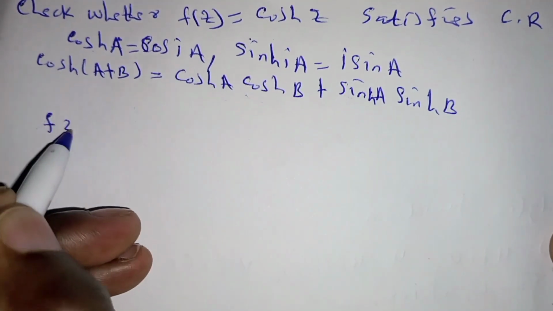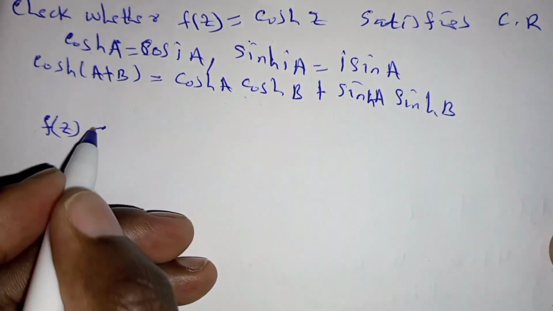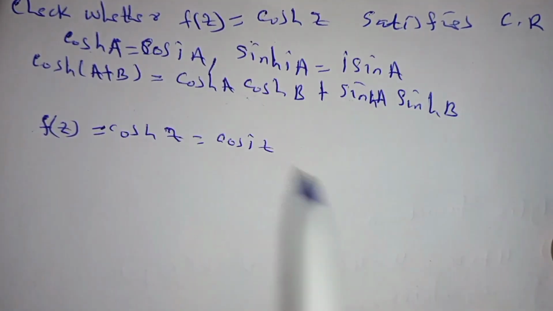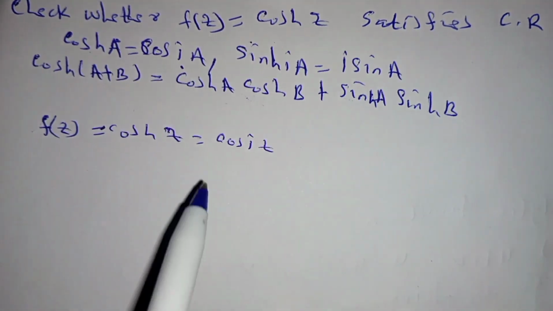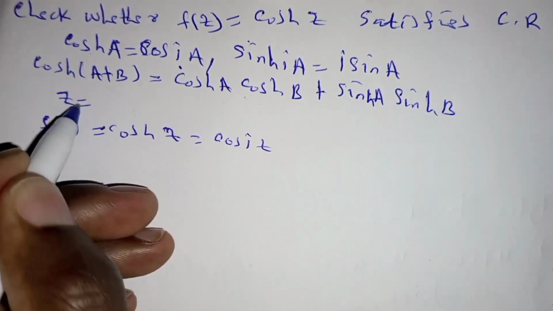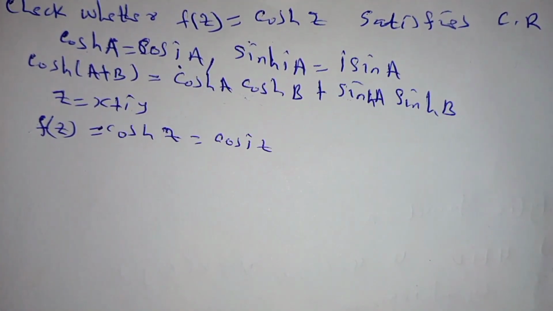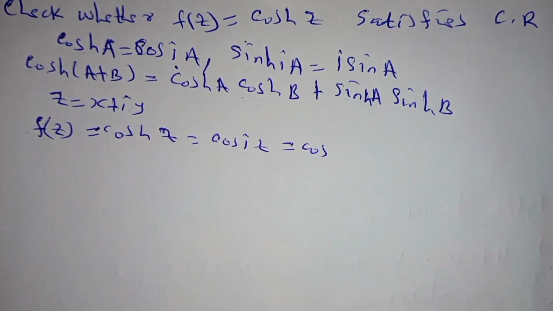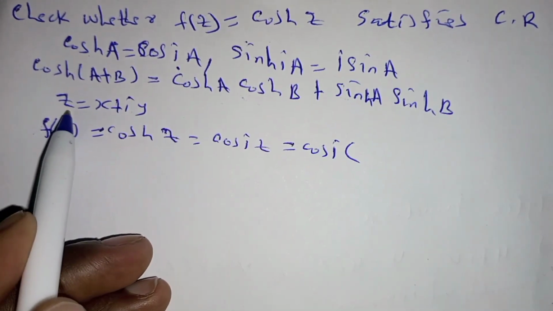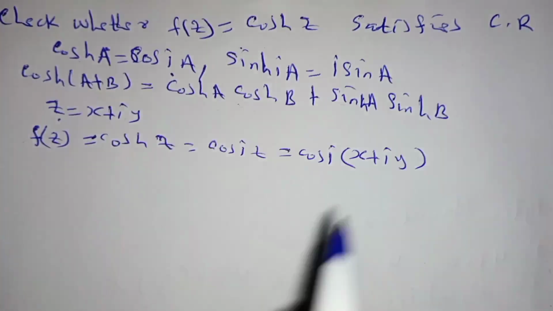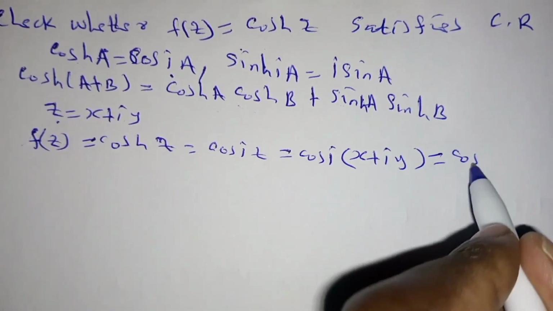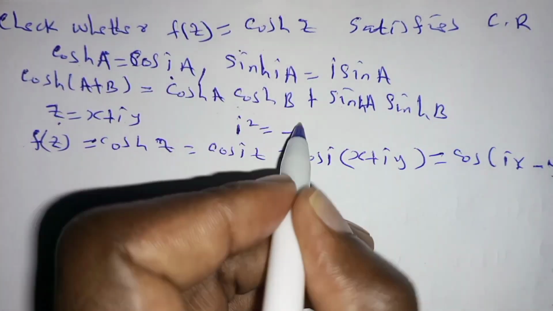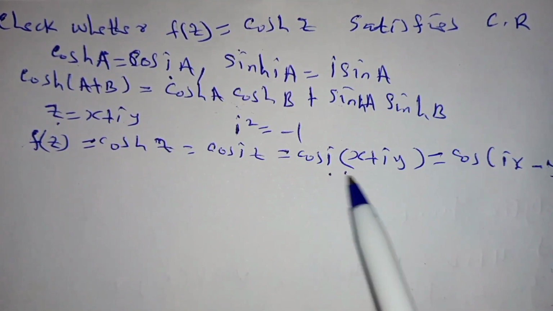So f of z, which is equal to a hyperbolic cos of z, can be written as cos of iz by use of this fact here. Then we make use of this, and remember z is equal to x plus iy. So which means that cos of iz, i can be outside. Instead of z, we write x plus iy, which becomes cos of bracket ix minus y, using the fact that i squared is equal to -1. This is i multiplied by i will give you i squared.